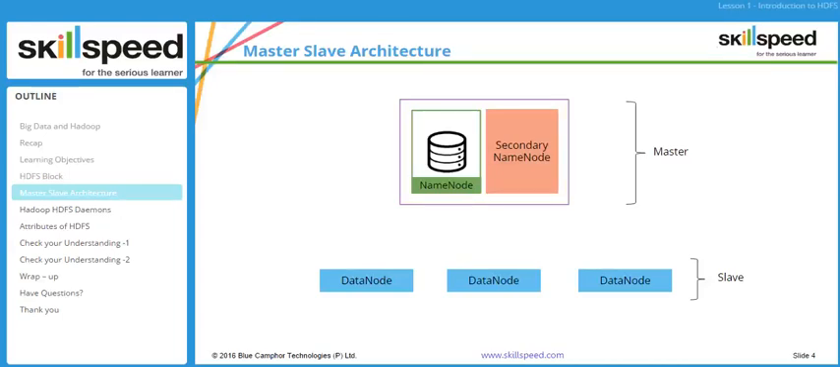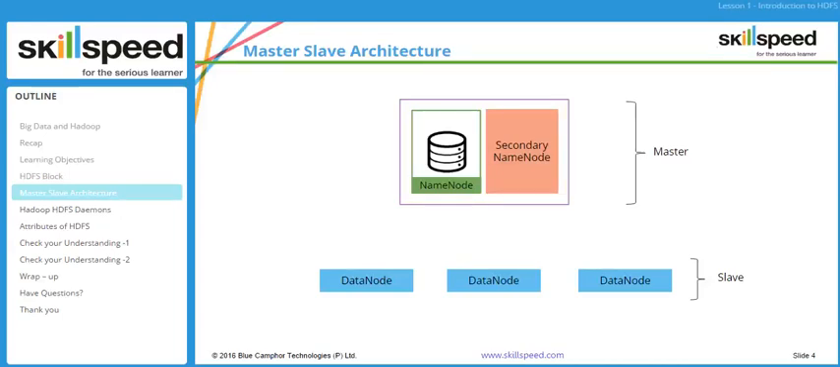So to give that particular role to a machine, we have to have certain daemons or services running on a machine. So just like you see on the picture, on the master side of the HDFS, we have two main components called the NameNode and the secondary NameNode. Now, they are completely different. The NameNode and secondary NameNode are different, and both of them are master daemons.